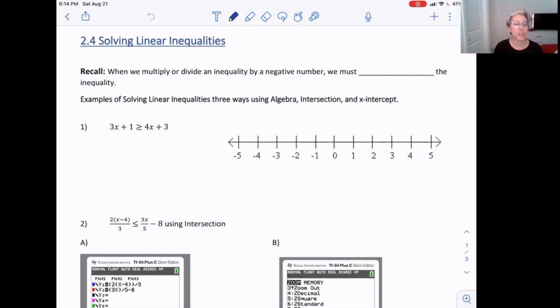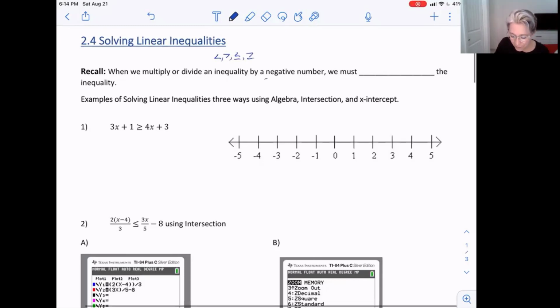Team, we are ready for section 2.4, solving linear inequalities. There is one reminder I want to give you guys. Don't forget, when we multiply or divide an inequality, those are the less than, greater than, less than or equal to, greater than or equal to, by a negative number, we must switch the inequality. Okay, so we'll do a couple examples just to refresh your memory.